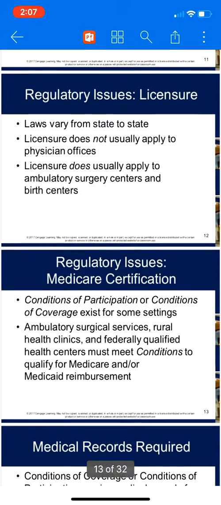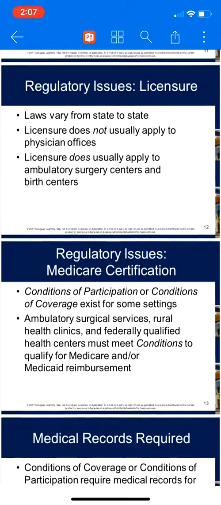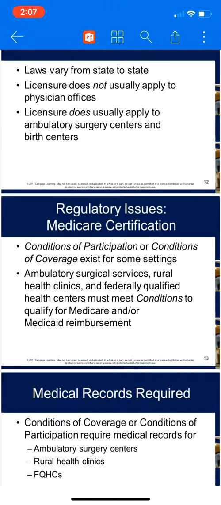All right, changing over to page 72. Medicare certification talked about conditions of participation. Certain types of healthcare facilities must be Medicare certified according to the Medicare conditions of participation or conditions of coverage before they can participate in the Medicare program. Conditions of participation or coverage exist for ambulatory surgical services, for rural health clinics, and for federally qualified health centers. In the case of rural health clinics, Medicare certification confers a special status that permits reimbursement from both Medicare and Medicaid.